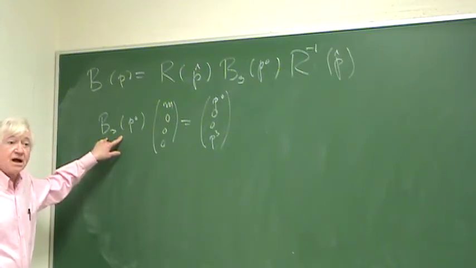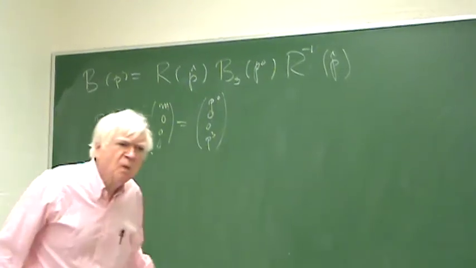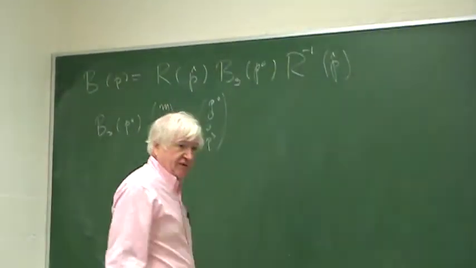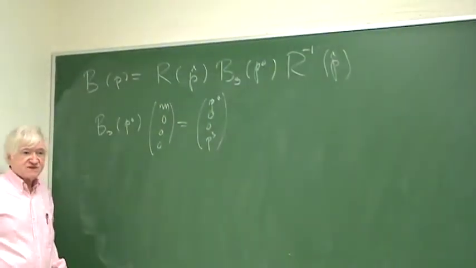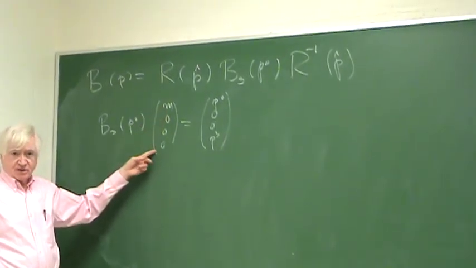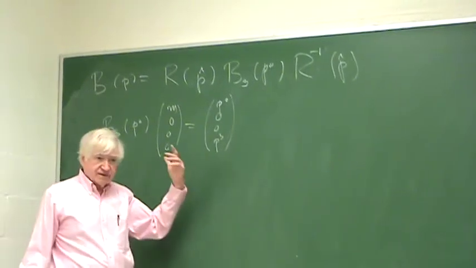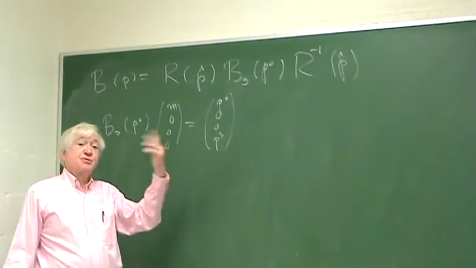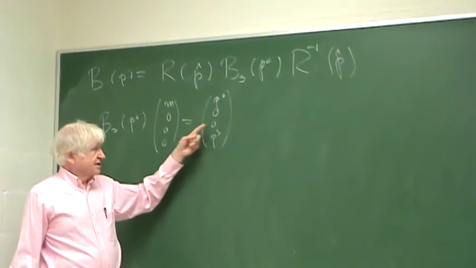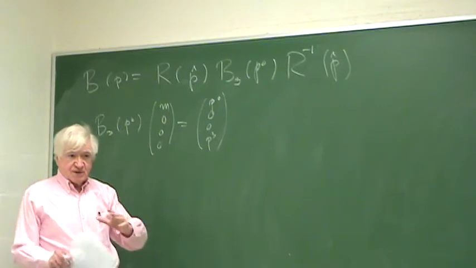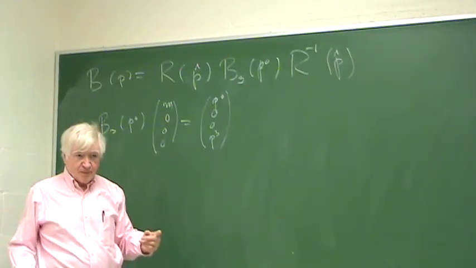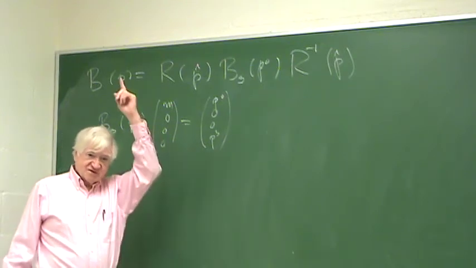What's M? M is the mass of the particle. Okay. So the particle at rest is represented by the 4 vector M 0 0 0. And the particle in motion, or the particle at rest viewed from a different Lorentz frame, has energy P0, 0, 0, P3, because for simplicity we're just looking at the motion in the z direction.